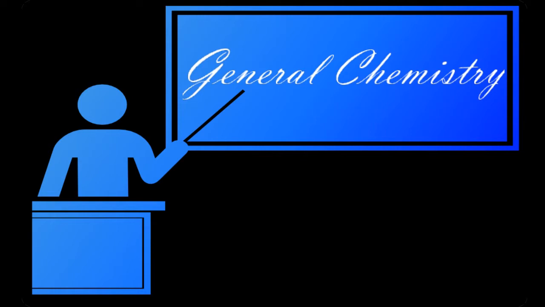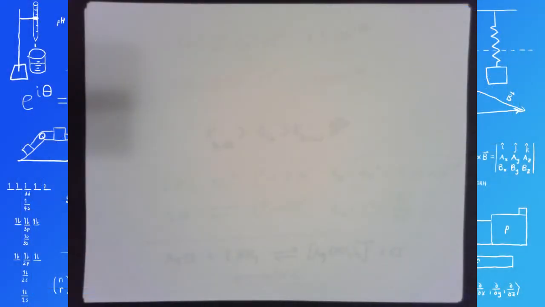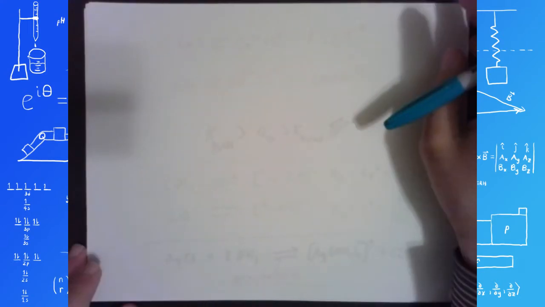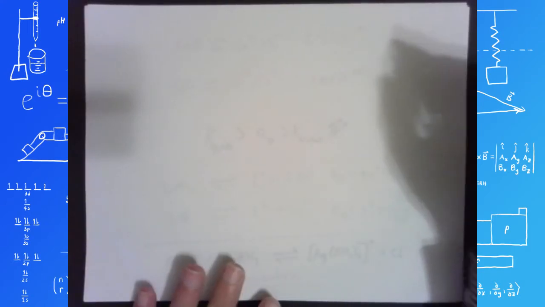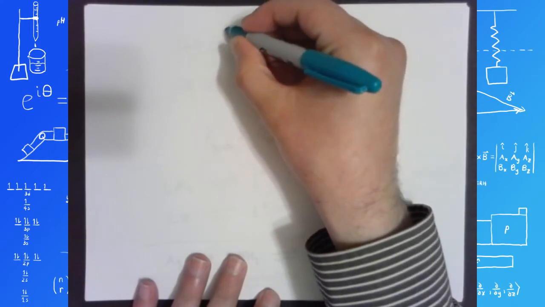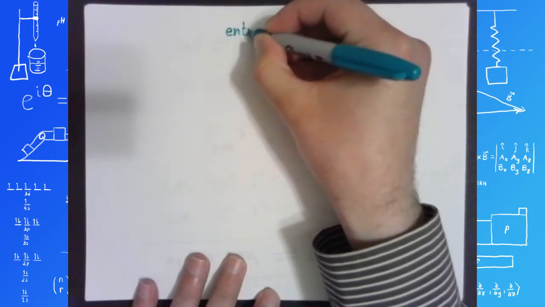Today's topic is chemical thermodynamics. Let's just get straight to it. So the first thing we want to make sure we know about when studying thermodynamics is the notion of entropy. Entropy.